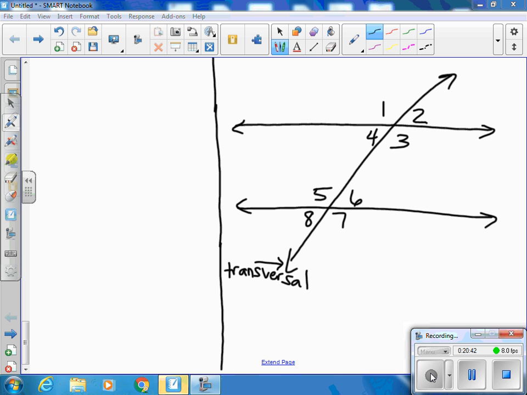All right, so based on the 4 types that we talked about previously in these notes, the main ones you can pull off of a picture like this that you can find numbers and calculations with are the supplementary ones and the vertical ones. So what we're going to do is run a list of who's vertical and who's supplementary. Now the ones that happen to be supplementary are also adjacent. For vertical angles, remember they're the ones that are straight across from each other. The only thing they share in common is that vertex at the center.